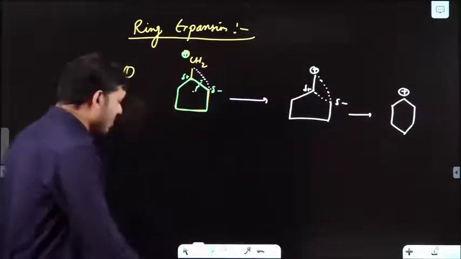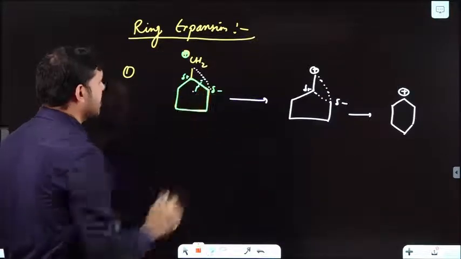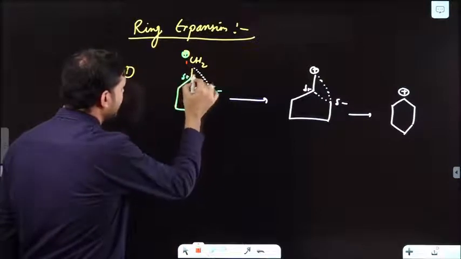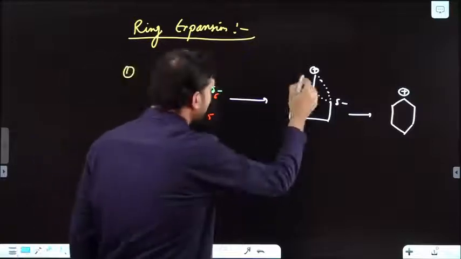Clear to you? Now sometimes what happens? Sir, which carbon went to plus charge? So I am just making a numbering. Suppose it is 1, 2, 3, 4, 5, 6, okay? So here what has been done?